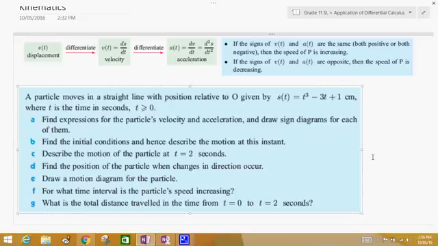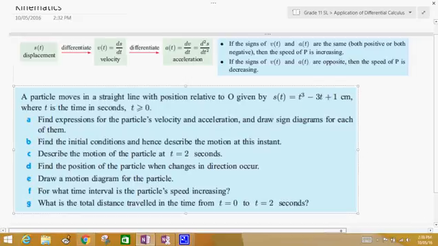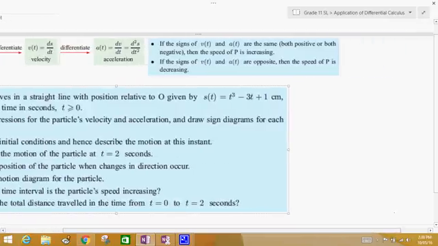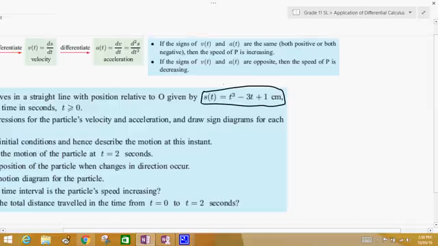So let's just look at an example quickly and see how we make out. So first of all, find the expression for the particle's velocity and its acceleration. So finding the velocity and the acceleration for this question, what you need to do is find the derivative of this function s of t, which is your displacement. So v of t is equal to 3t squared minus 3. And the acceleration, the formula is 6t.